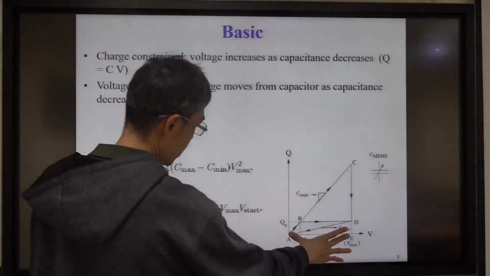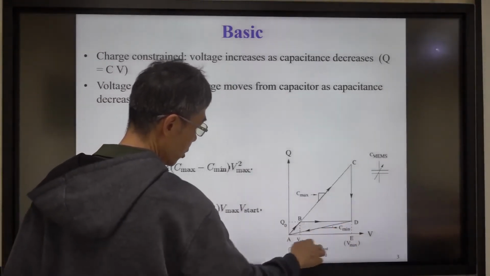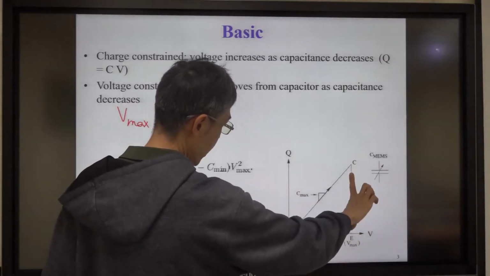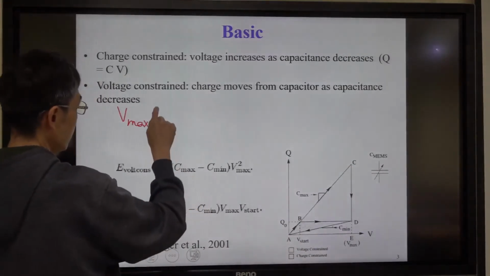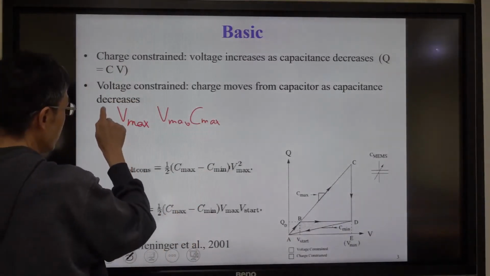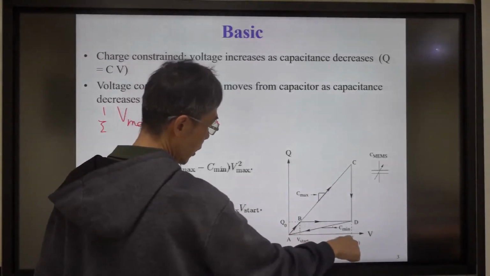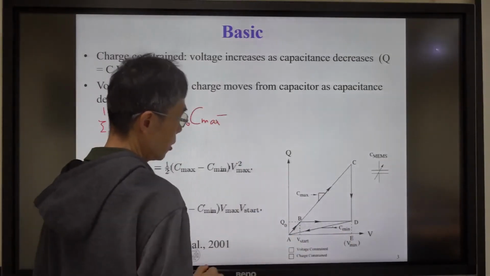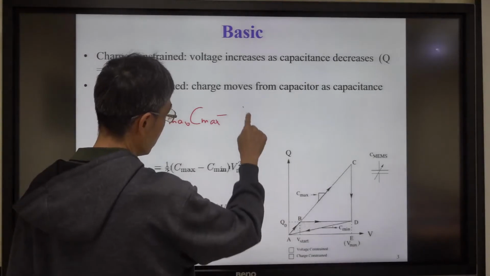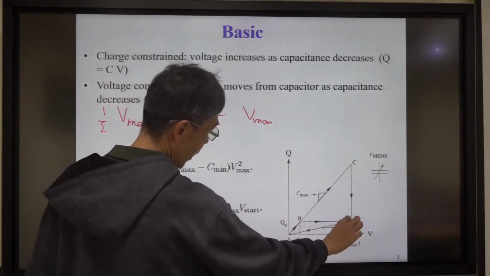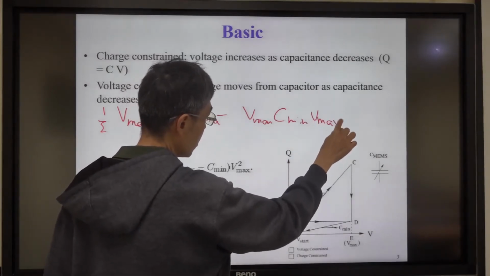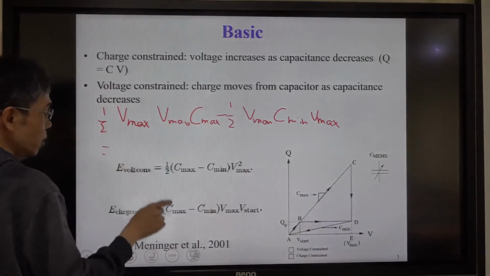First, this is C max. For this large triangle, V max times the height, where the height is V max times the slope C max, divided by 2, is the triangle area ACE. Then minus the area of this small triangle ABE, which is V max times the height, V max multiplied by C min, divided by 2.